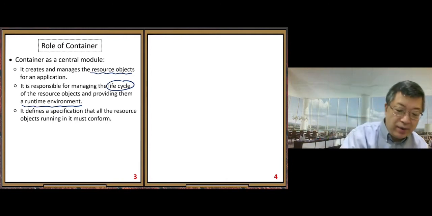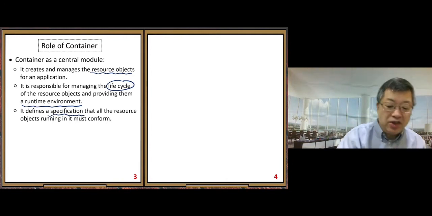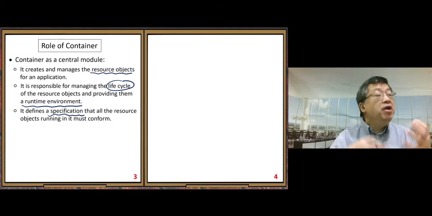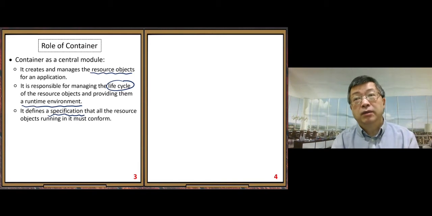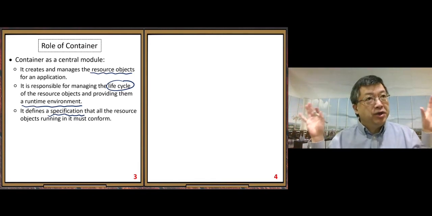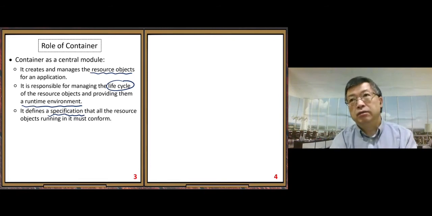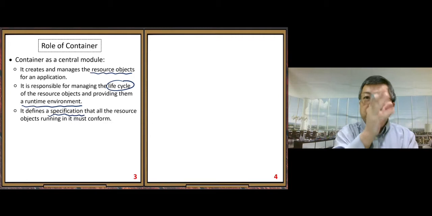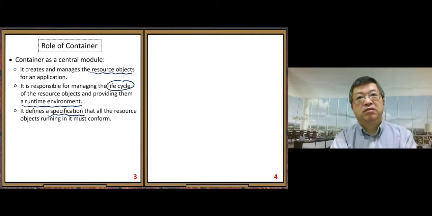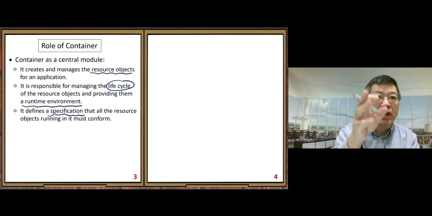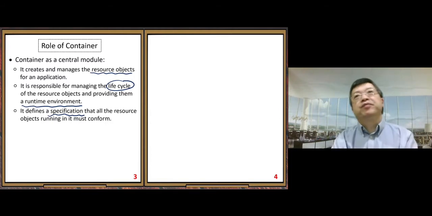Here, another important terminology: specification. The rules, the standard for how to communicate with this container. All other business service objects need to communicate with the container, so you need to know the specification. It defines a specification that all the resource objects running in it must conform to. Otherwise, you don't know how to communicate.